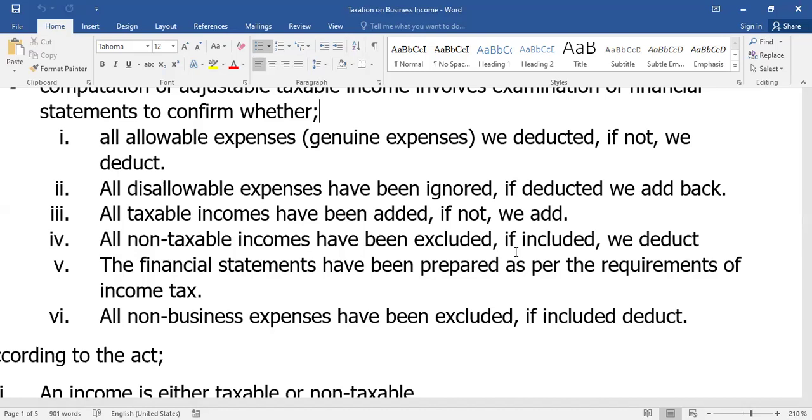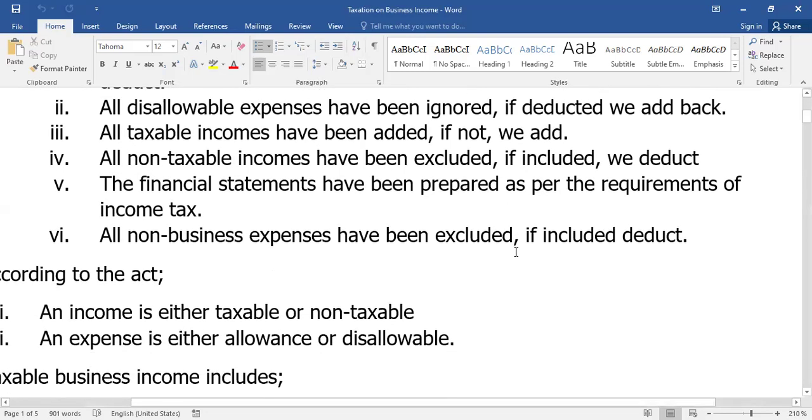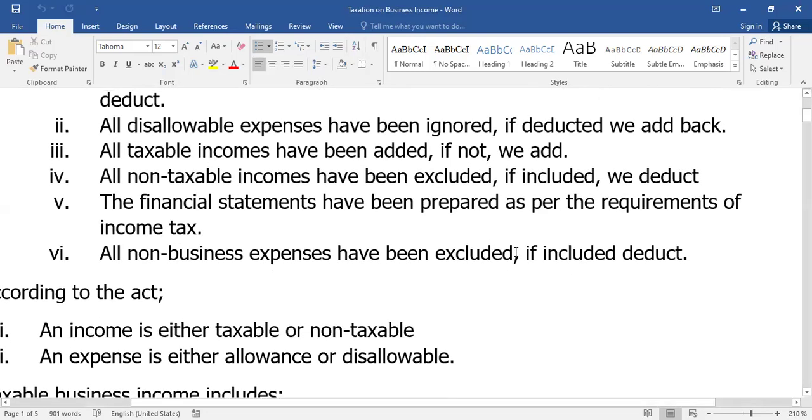When you are starting the majority of the questions under taxation, we normally pick the taxable income or loss, and then we do our adjustments as we move on. Now, on number 3, we are saying all the taxable incomes have been added. If not, we are going to add, and I will show you that later. All non-taxable income have been excluded. If included, we deduct.